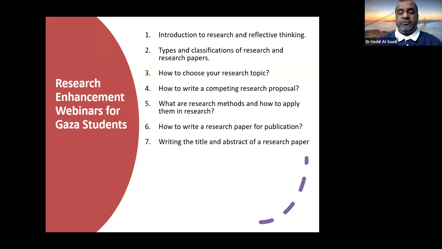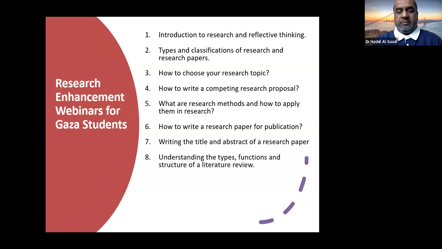Writing the title and abstract of your research paper. You know that the title should follow the research objectives and the research design as well. A title for a qualitative research is different from a title for a quantitative research. And these two are also different from the titles of a research on mixed methods and so on. The title usually reflects the core of the topic of your research, as well as the design. So you need to know how to write a good title and also a good abstract, the structure of the abstract, components of the abstract, and so on.